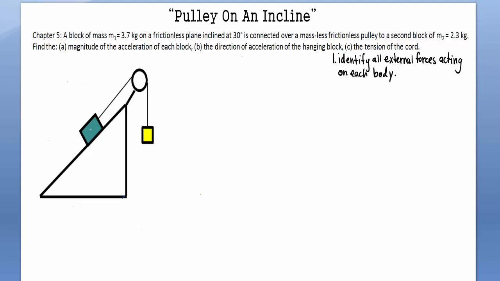So let's put our center of mass here and draw our normal force perpendicular to the plane. That's Fn. We have the gravitational force that comes straight down.